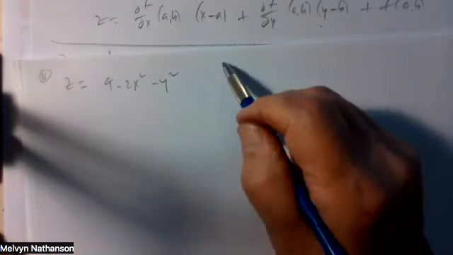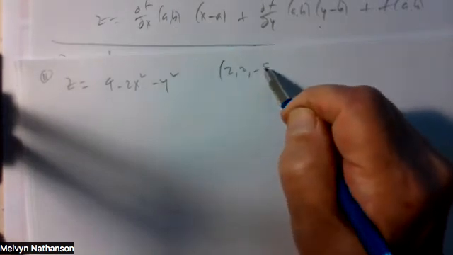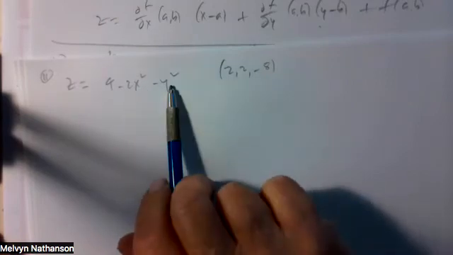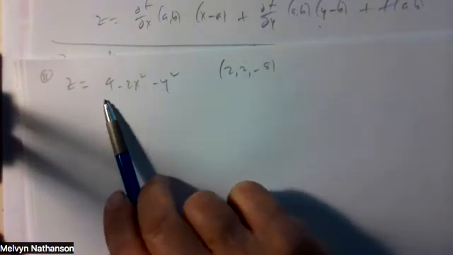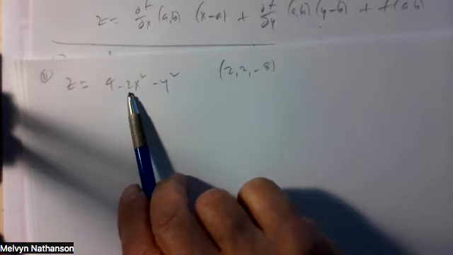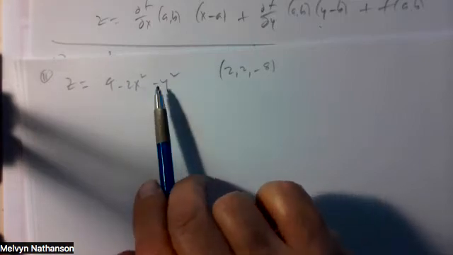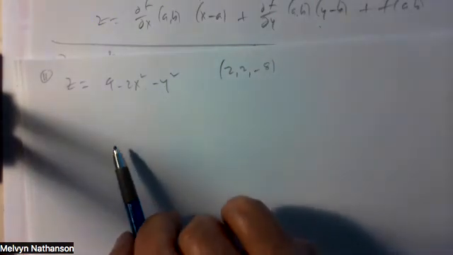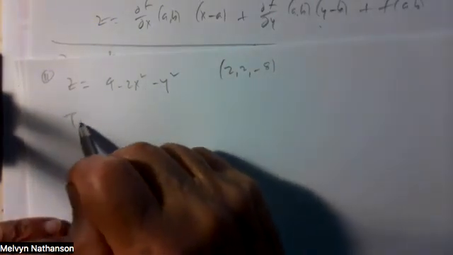And if you look at the point (2, 2, -8): when x is 2 and y is 2, you get 4 minus 8, which is minus 4. Minus 4, you get minus 8. So this point lies on this surface. And the tangent plane.